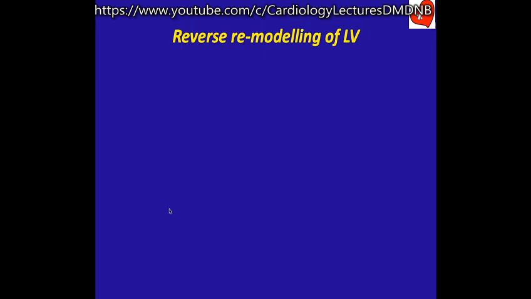Guys, remodeling is what happens in heart failure. Dilated ventricle, reduction of ejection fraction, increase in end-systolic volume, and increase in end-diastolic volume. That is remodeling. Reverse remodeling is when it comes back to normal. That is, LV diastolic volume decreases, LV systolic volume decreases, ejection fraction improves. That is reverse remodeling. The ultimate aim of all treatment is to cause reverse remodeling. What's the problem?